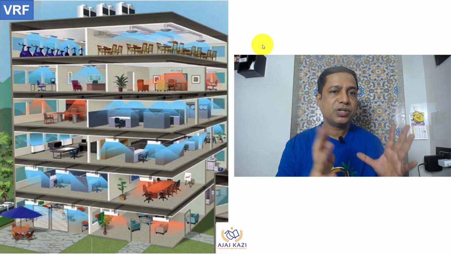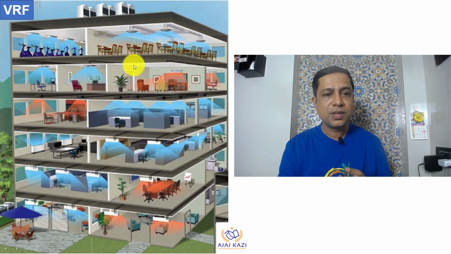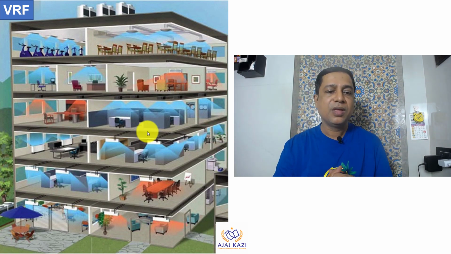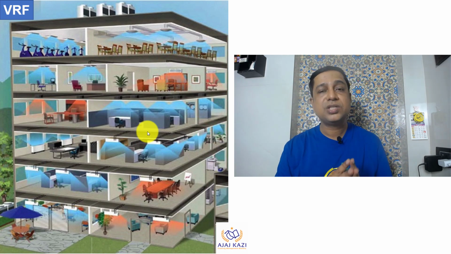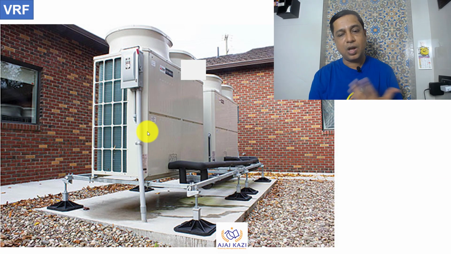Just to give a three-dimensional view, these are outdoor units. These are indoor units connected by copper piping to the outdoor units, and you have multiple floors, multiple types that can be connected with a very good amount of refrigerant piping, and this system is very famous in the industry. This is how the outdoors are installed.